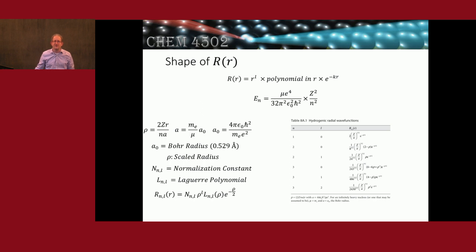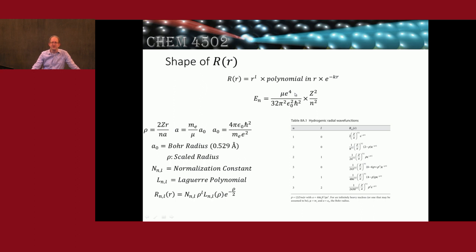All right. So the shape is going to be something that looks like R to the L. This is our centrifugal barrier term, plus a polynomial in R, which is going to be determined by our primary quantum number, times e to the minus some number times R. So an exponential decay. So at long distances, it's always going to look like an exponential decay.